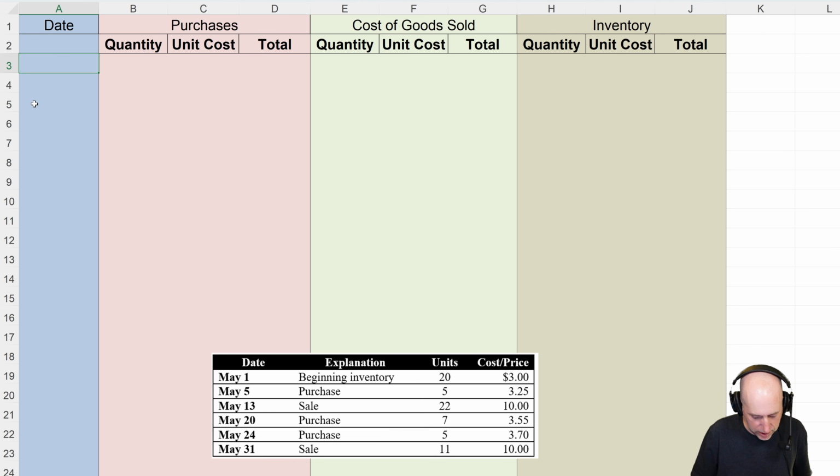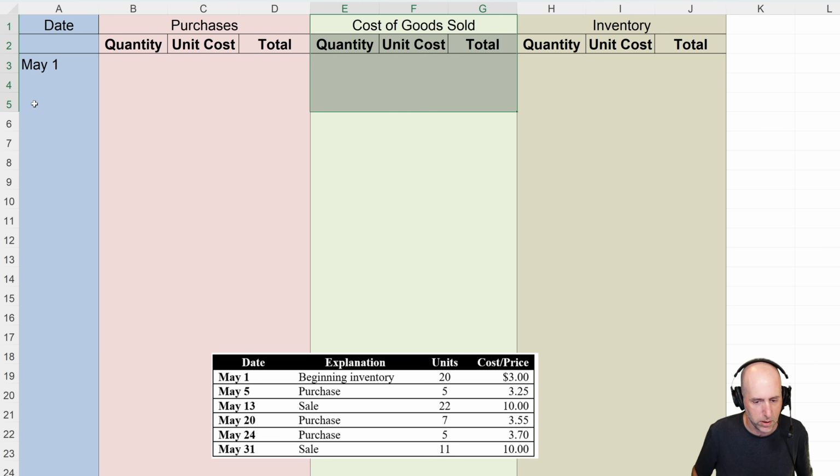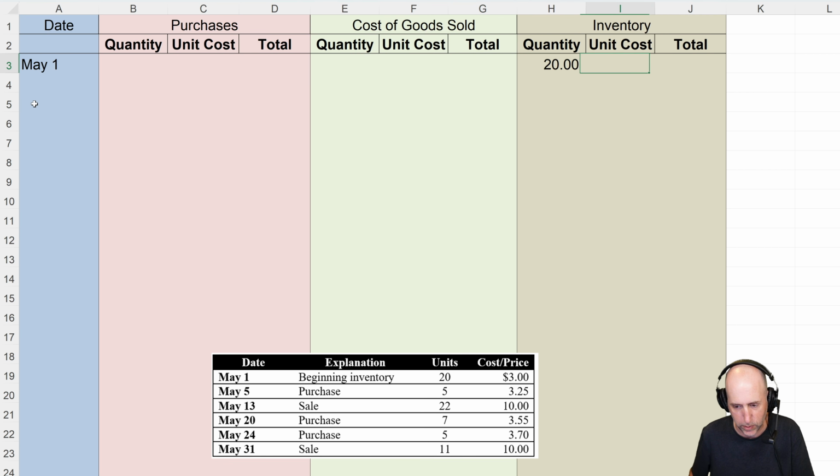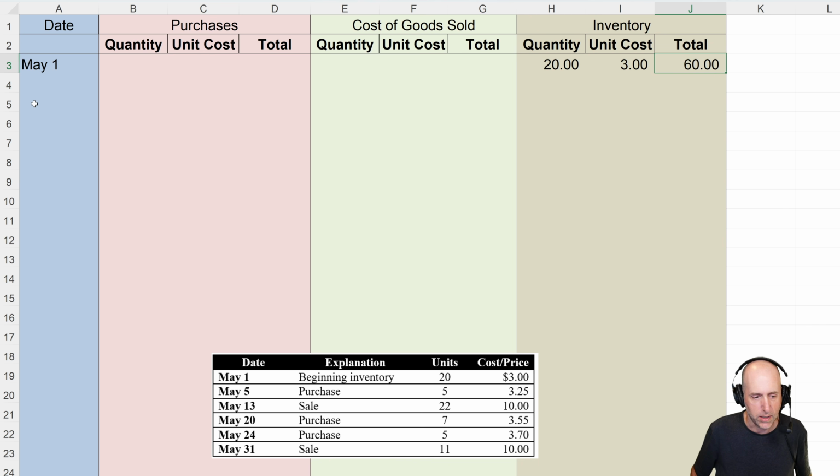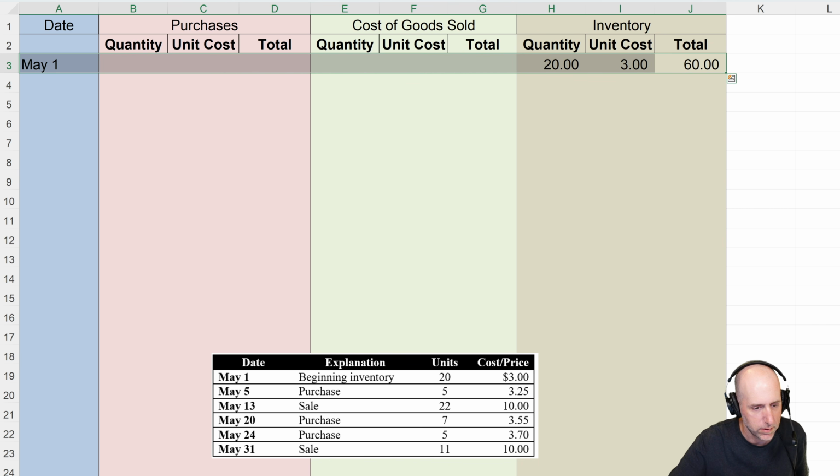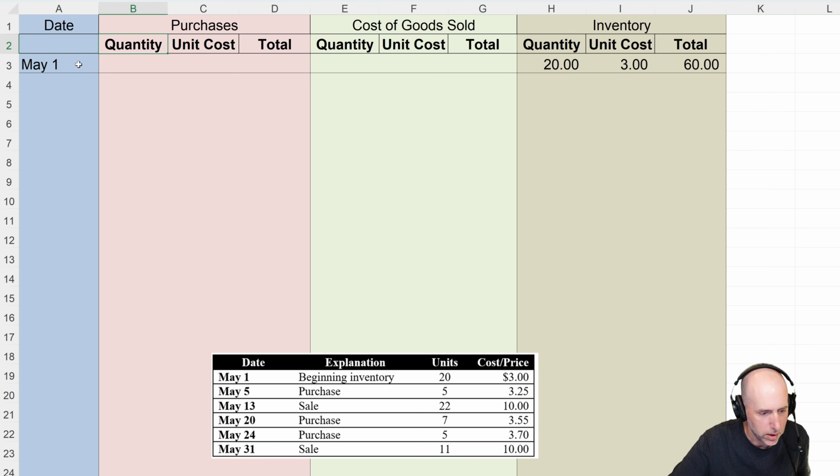May 1st, we have a beginning inventory of 20 units at $3 a unit, not a purchase, sorry. So we're not going to use our purchases column. We're not going to use our cost of goods sold column. Just what's our opening inventory? 20 units at $3 a unit. That's $60 worth of inventory. Put a line underneath, and we're on to the next.